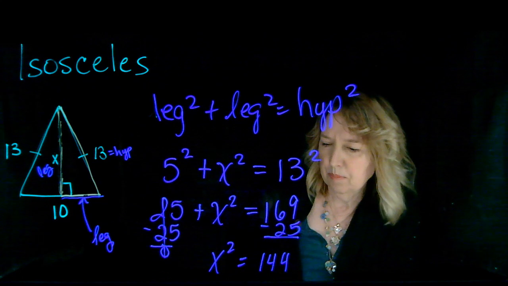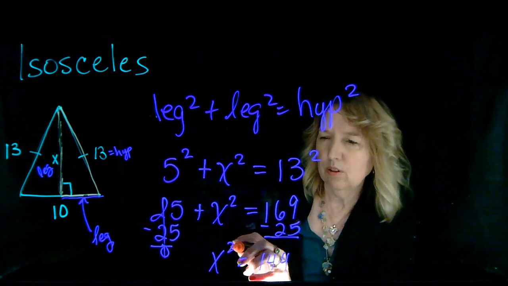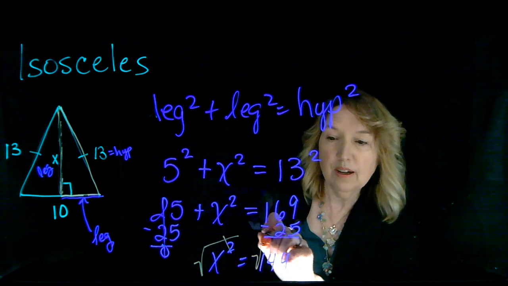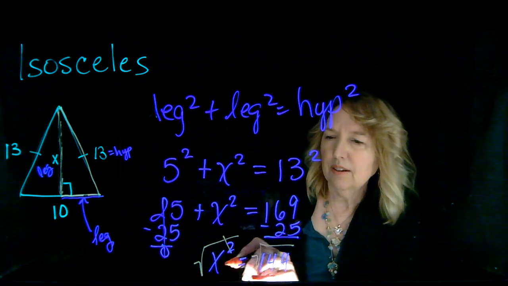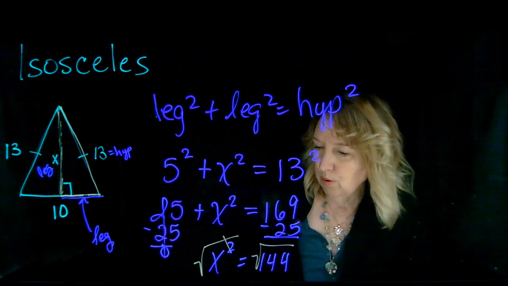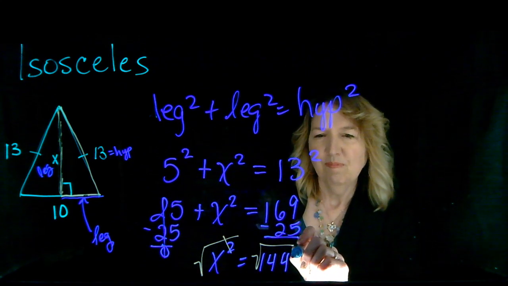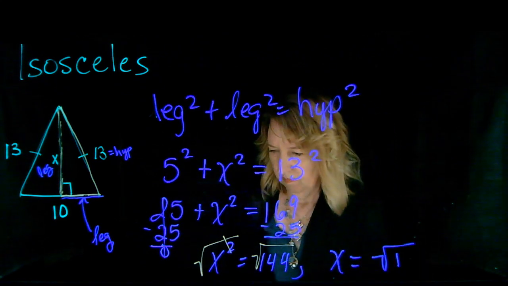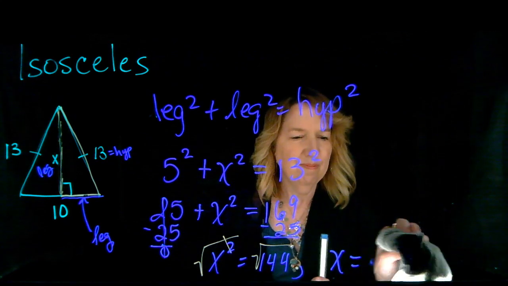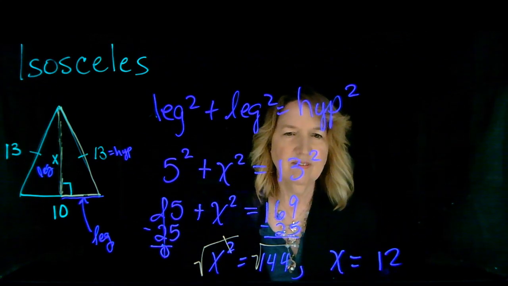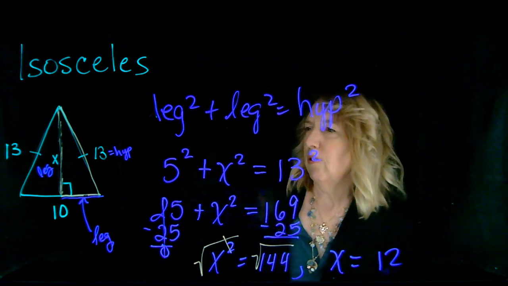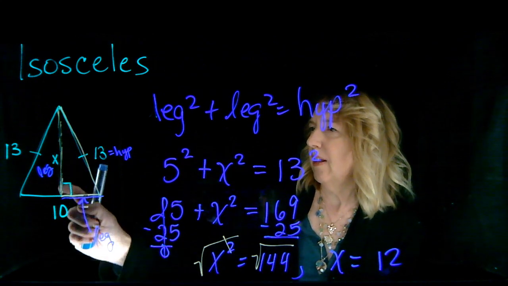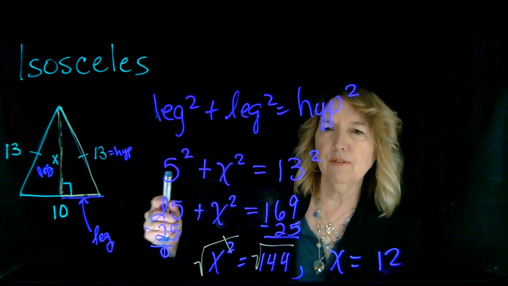and our last step to get x by itself, we need to get rid of this little square. So let's take the square root, both sides. So x equals whatever the square root of 144 is. X equals 12. So looking at the triangle over here, we see that x equals 12. The height of the triangle is 12.